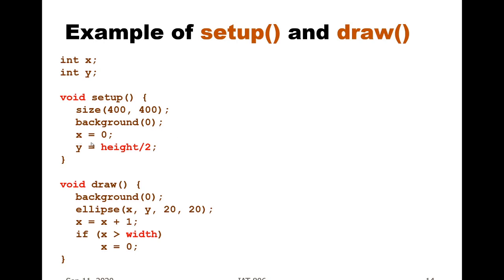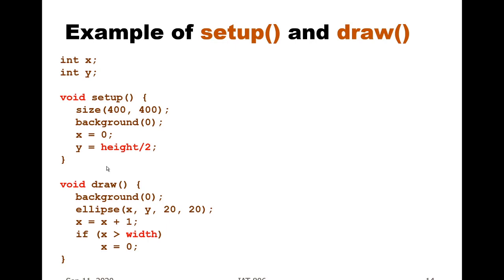And we set this x value to be 0 and y to be height over 2. Now height is highlighted in red here because height is a special Processing variable that is set to be the height of the drawing area, which we know is 400, but as soon as you set the size, it fills in the value of height automatically. We're dividing that by 2, so it's in the middle of the vertical extent of the drawing area. And that's the end of the setup function.